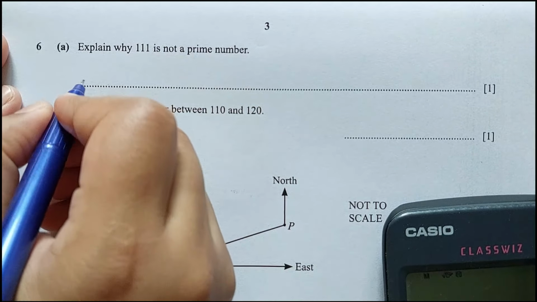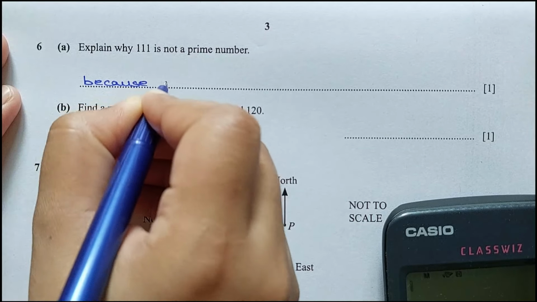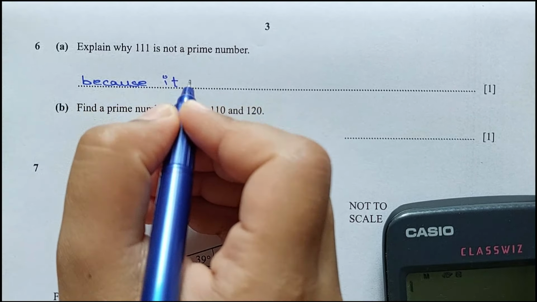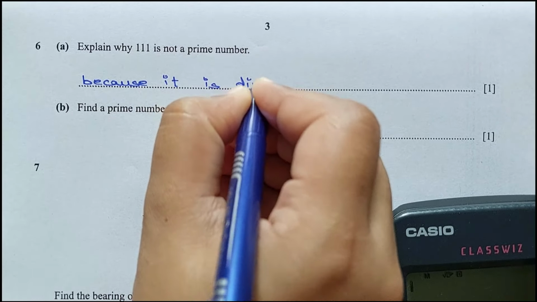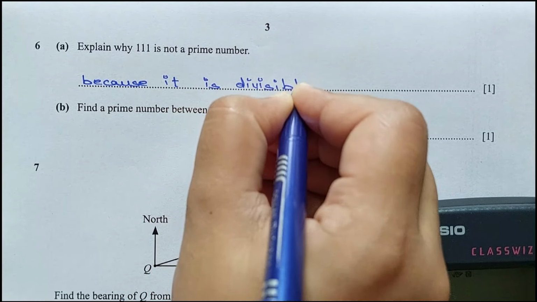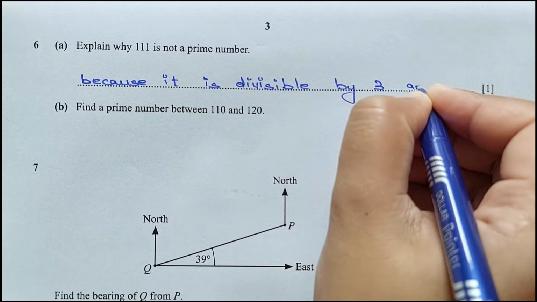We can say that 111 is not a prime number because it is divisible by 3 and 37.